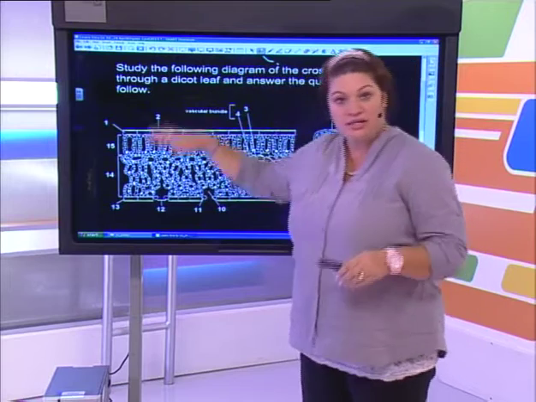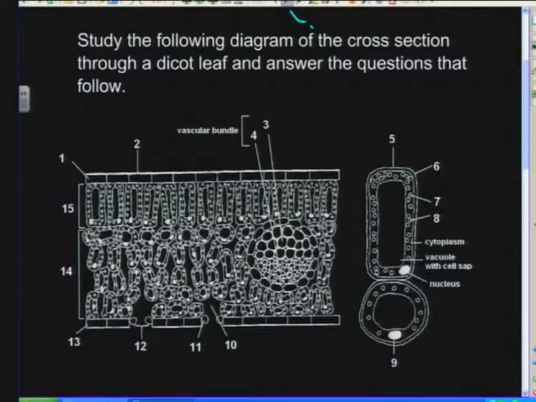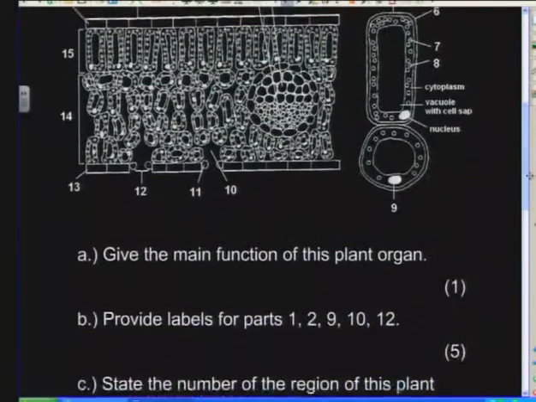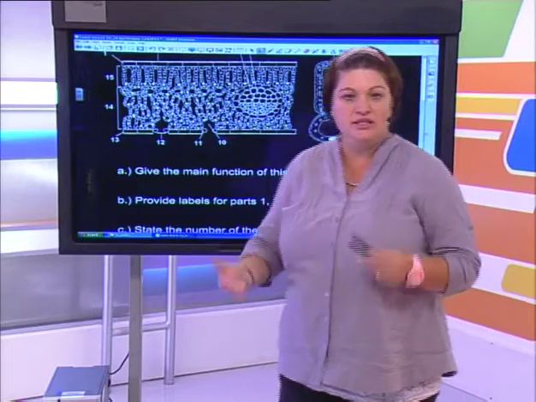Okay, study the following diagram of the cross-section through a dicotyledonous leaf and answer the questions that follow. All right, let's start off nice and easy. And we start off with a nice and easy question.